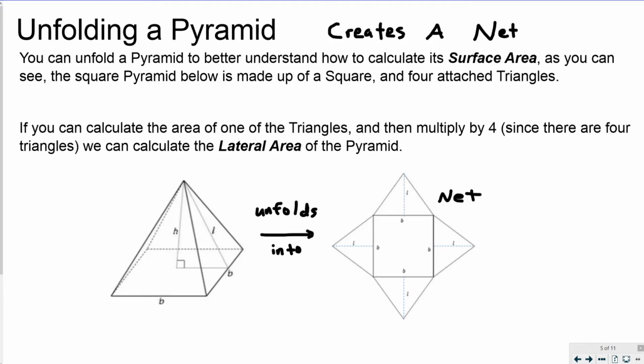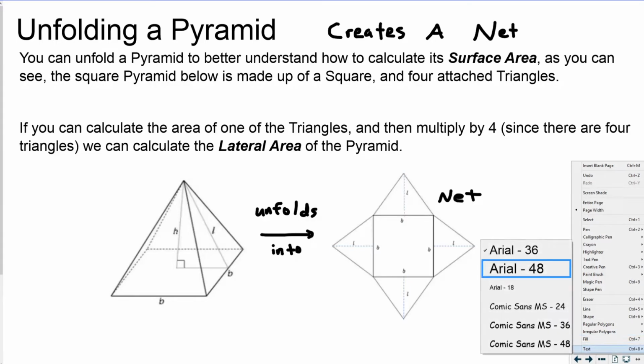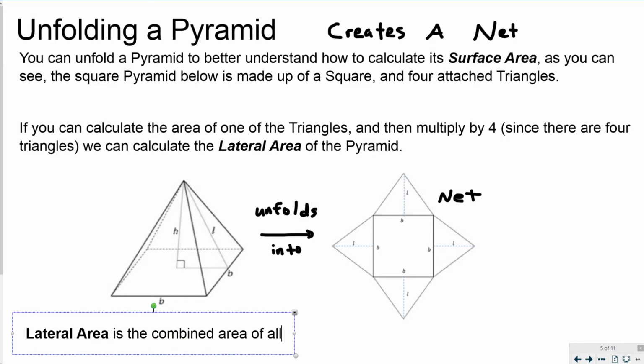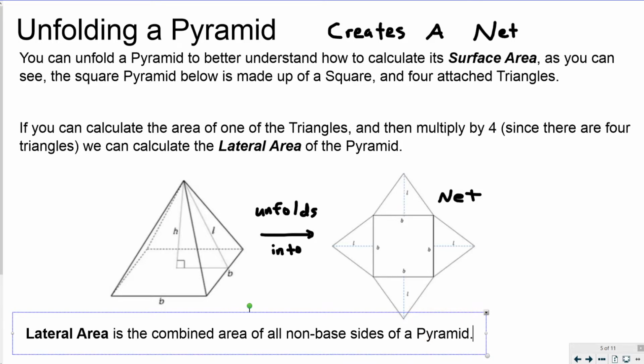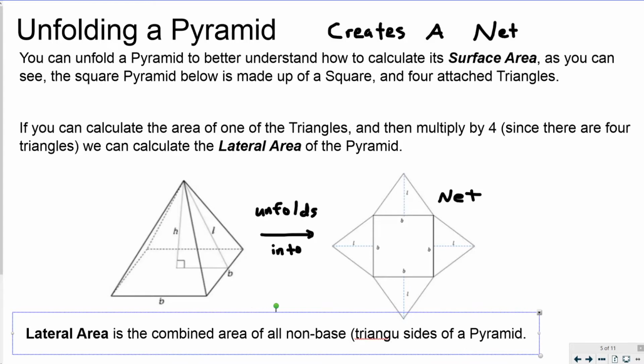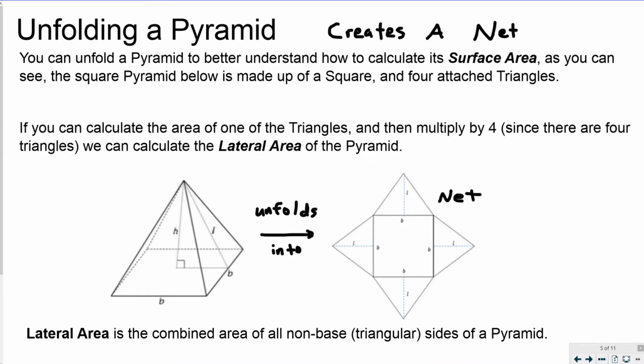So I'm going to define that for you again. Make sure you write this down. The lateral area is the combined area of all non-base sides of a pyramid. So all of the non-base sides of a pyramid. So all of the triangles essentially in a pyramid. So instead of non-base, I'm going to write triangular sides of a pyramid.